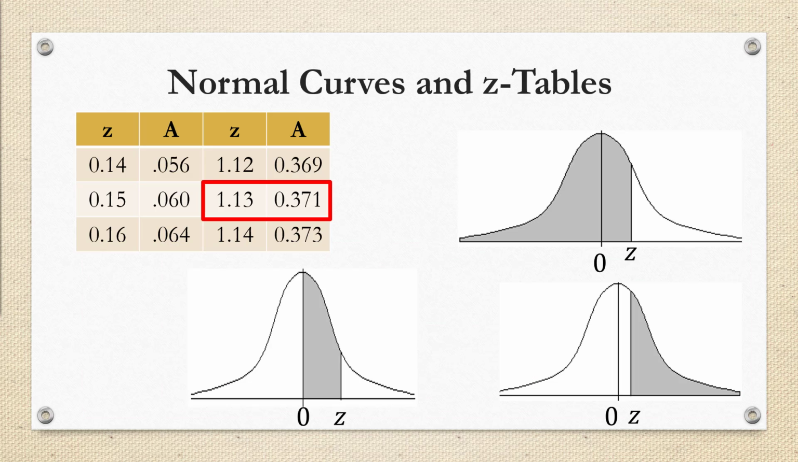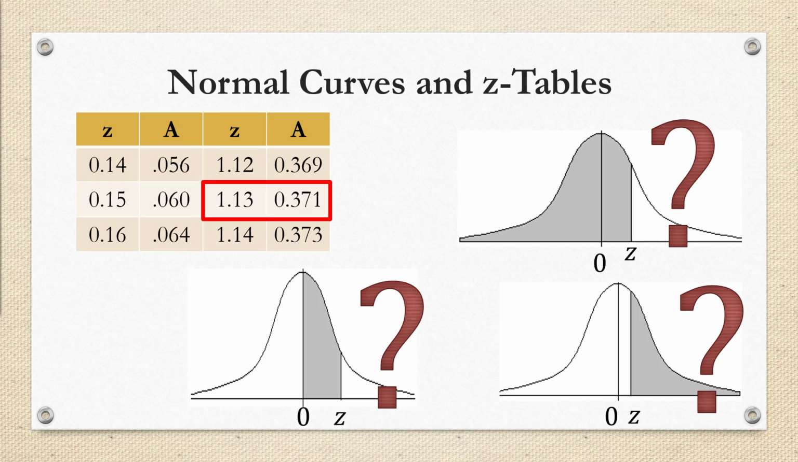But which of these regions does this represent? Does it represent the area to the left of z equals 1.13? Does it represent the area between the mean and z equals 1.13? Or does it represent the area to the right of z equals 1.13? That depends on the kind of z-table that you're looking at.